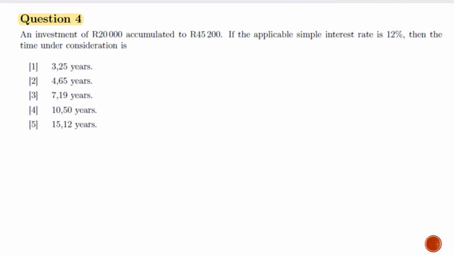Let us look at this one. Here, it's also a simple interest calculation, and an investment of 20,000 accumulated to this. So now you've got your P is equal to 20,000 and your S is equal to 45,200. If the applicable simple interest rate, so your R is equal to 0.12, then the time. So here you are asked to calculate the time.